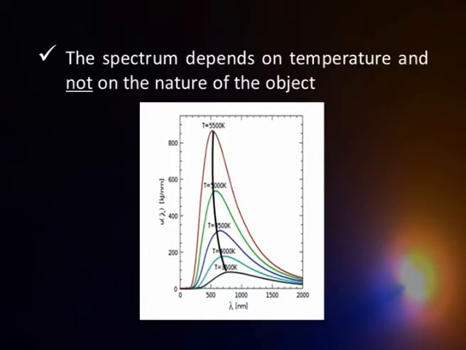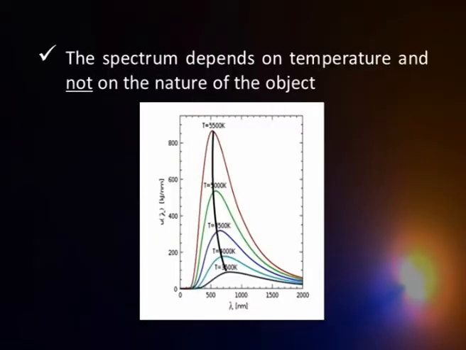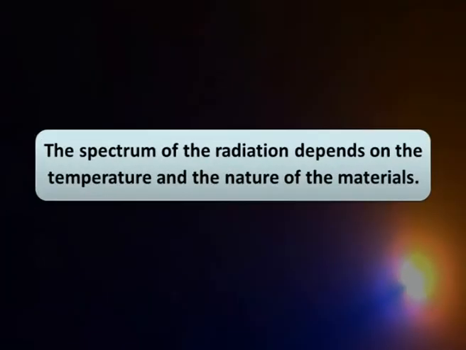And the third most crucial observation here is that the spectrum depends on temperature and not on the nature of the object. That means what the black body is made of does not matter. The outcome depends only on the temperature of the black body. This is in contrast to the general observation that the energy output depends on the nature as well as the temperature of the body.